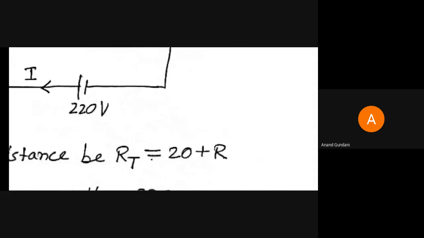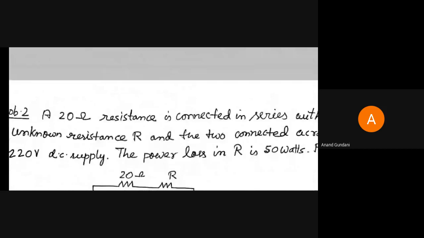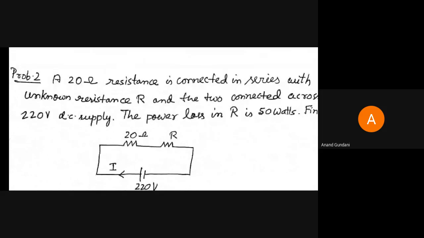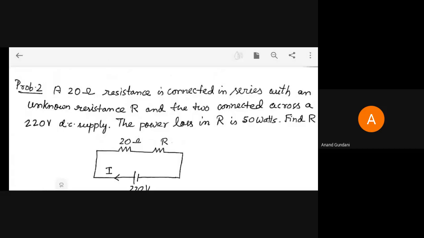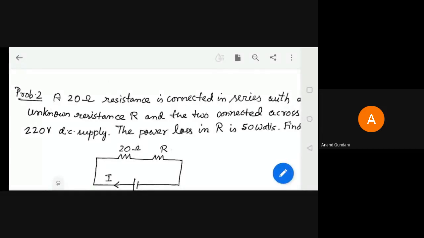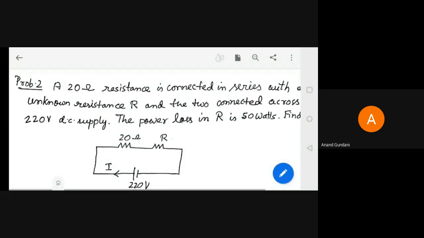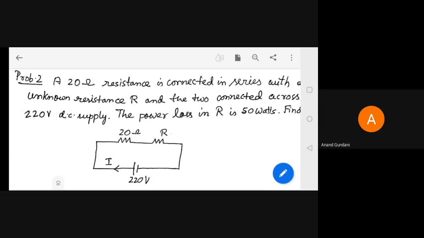You consider the equivalent resistance as RT or R equivalent, and that will be your 20 plus R. Okay, so 20 plus R is your R equivalent. You have got the value of V, which is equal to 220 volt. So what will be the value of I? Anyone? Anybody?